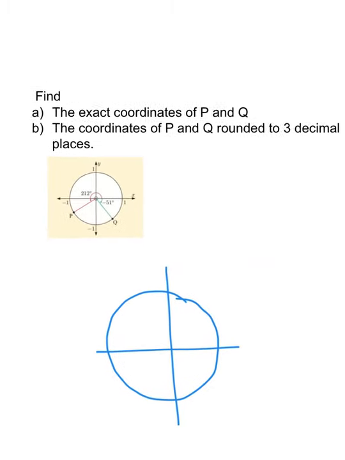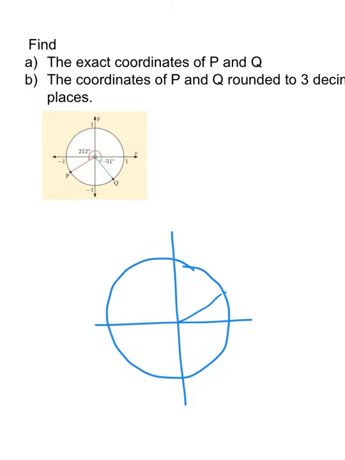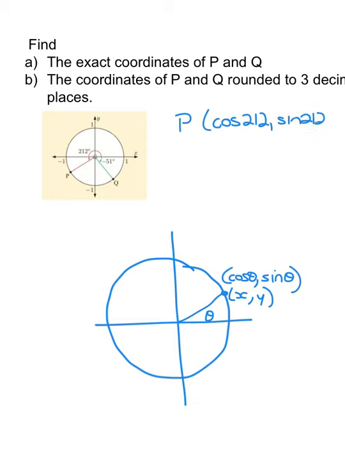If we're trying to find the exact coordinates of P and Q, remember we said that any point on here could be x, y, but we also said that any point on here, if we had a general angle theta, is cos theta, sine theta. You were happy with that, hopefully, from before. So if we've got an angle, 212, well, that's really our theta. So that means that the exact coordinates of P are cos 212, sine 212. And the exact coordinates of Q, which is part A, are going to be cos negative 51 degrees, sine negative 51 degrees, the x and the y.